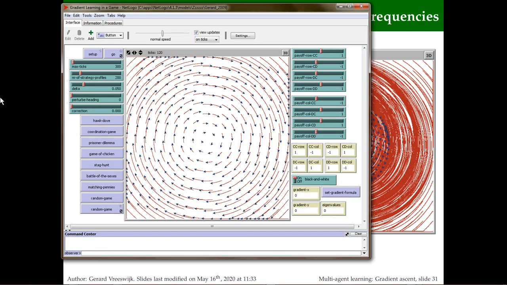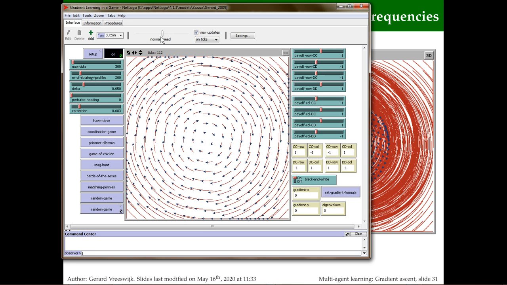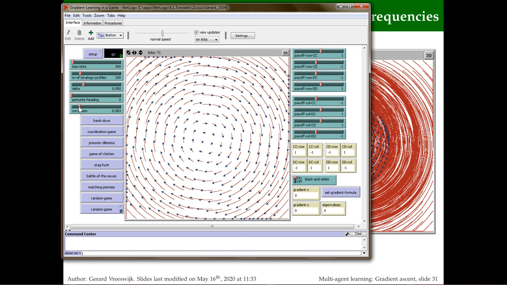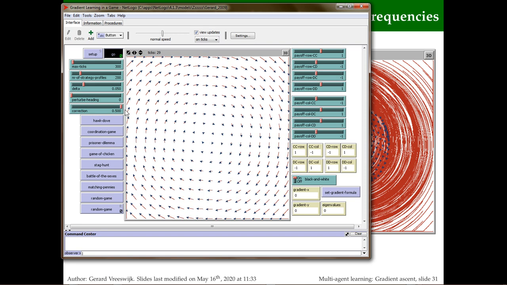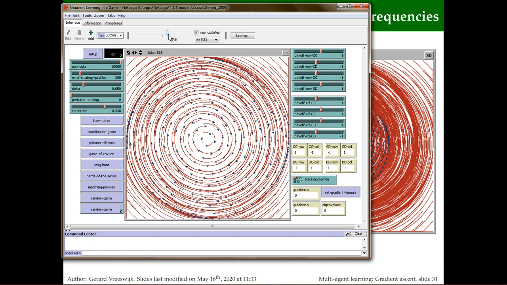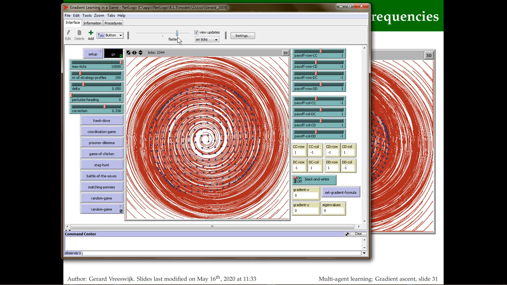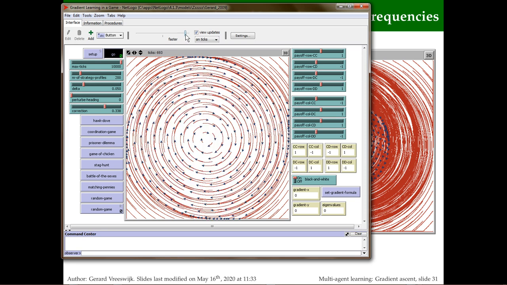So let's do that. So let's correct, and we have matching pennies. Then we will have convergence. Like so. You see? Well, you get the idea.